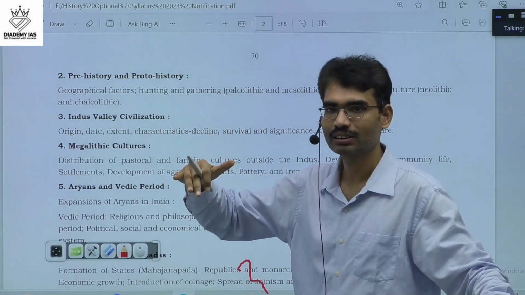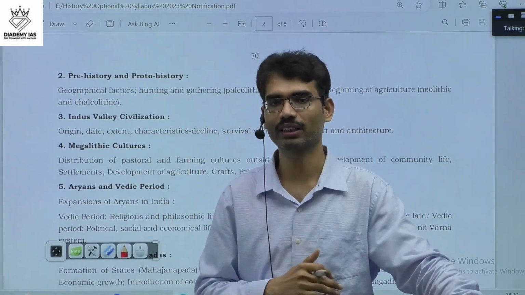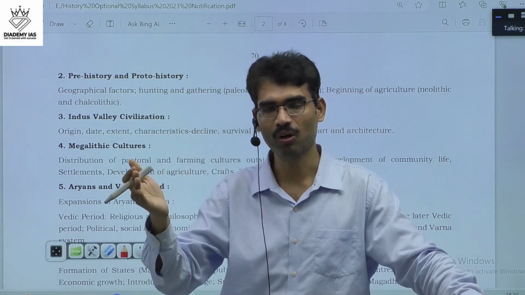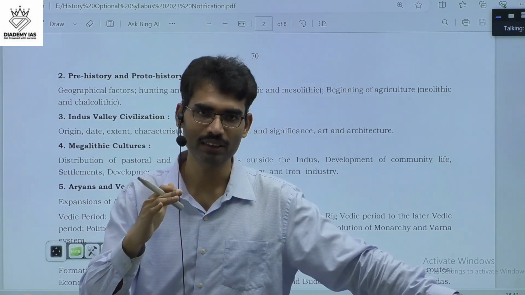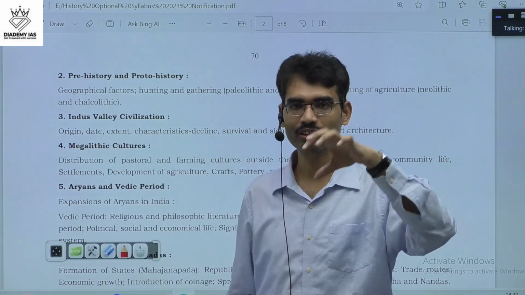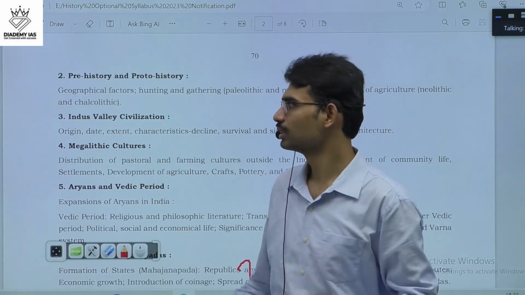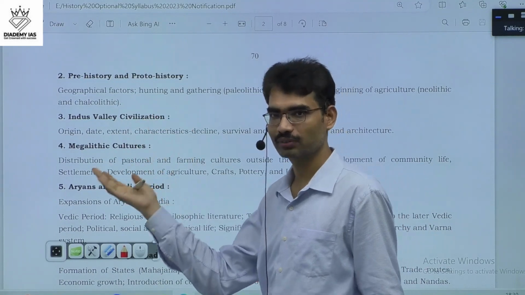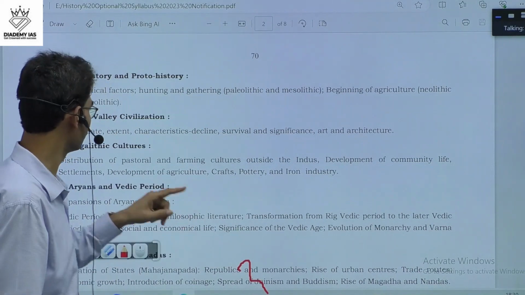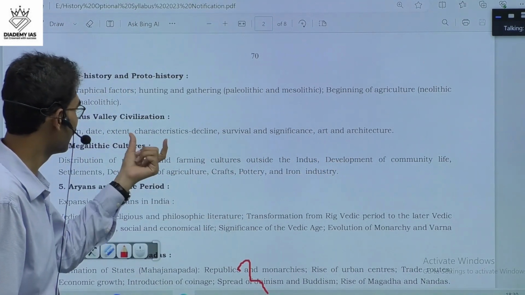Once it declined, some of the elements will continue to the next generation. That is a very common feature of our Indian history. If the Mauryan dynasty ended, it doesn't mean that whatever institutions the Mauryans established did not survive. They survived in the post-Mauryan time period also. Whatever institutions were established in the post-Mauryan period continued in the Gupta time period also. Similarly, after the decline of Indus Valley, the traditions of Indus Valley continue to the next stage also. That is what survival and significance means, along with their art and architecture and characteristics.